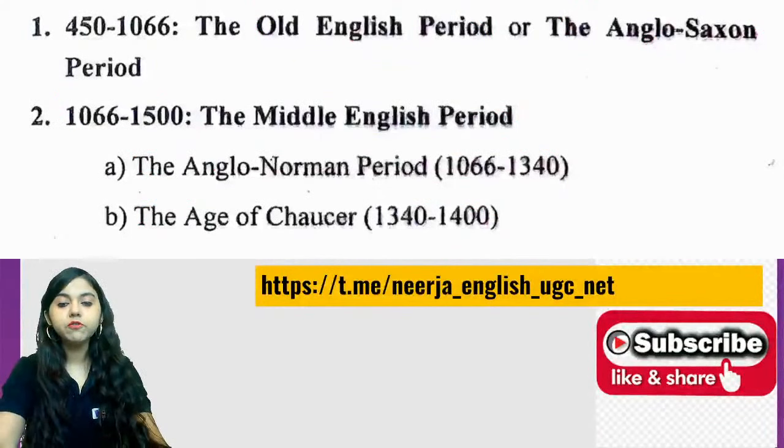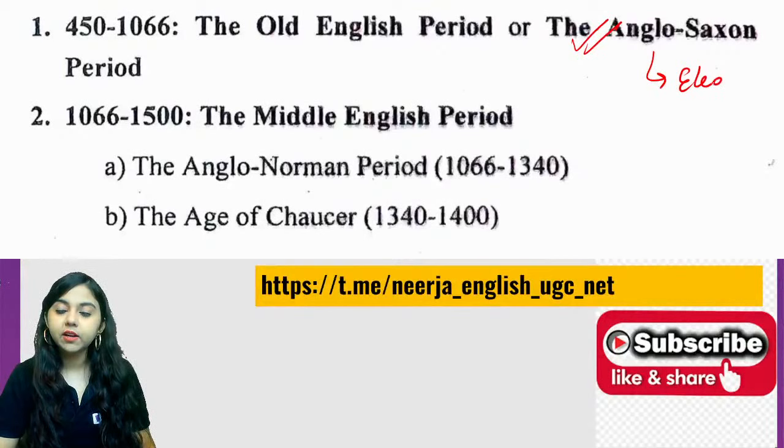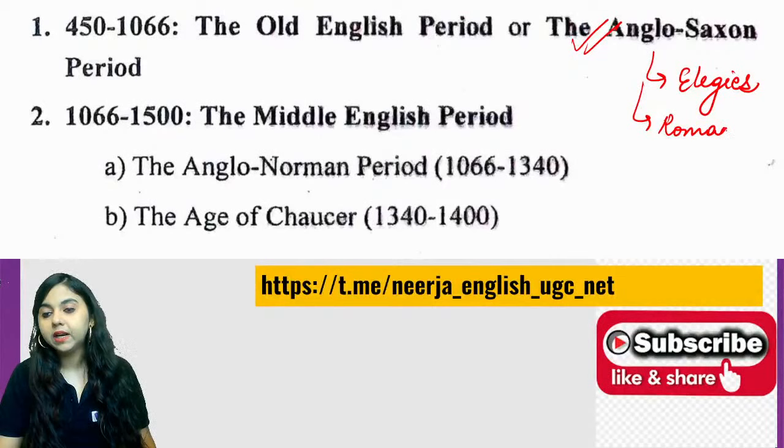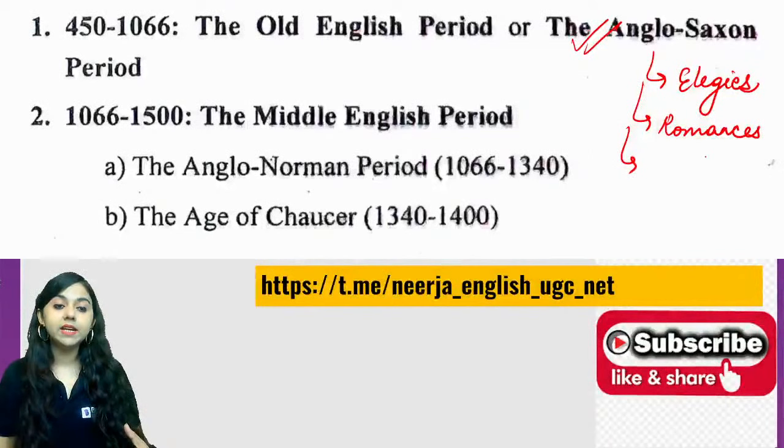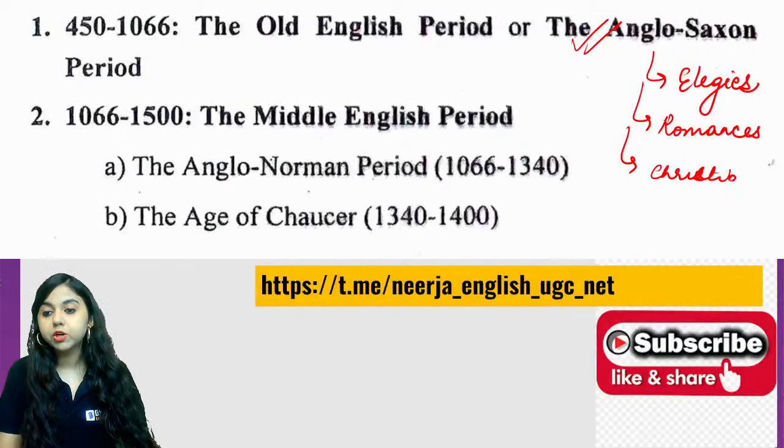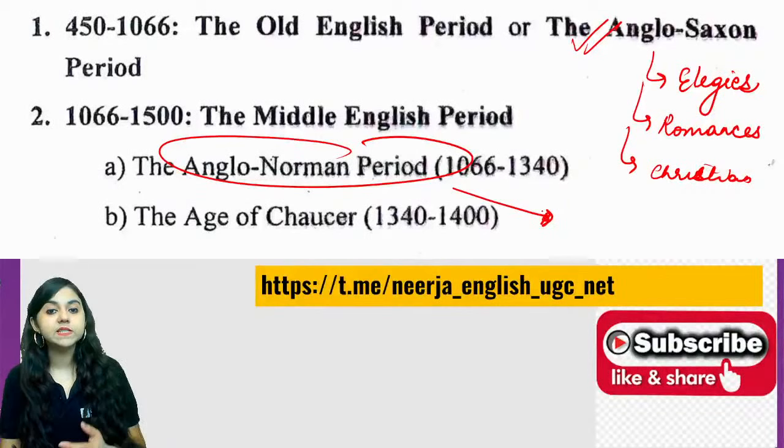Here we have to know about the Anglo-Saxon elegies that are coming in. Here we have to know about the romances that are coming in, like Brut and Beowulf. We are able to see chronicle writings emerging, Christian works are also emerging during this particular period. During the Anglo-Norman period, you have your alliterative verses being written, and other writings as well.